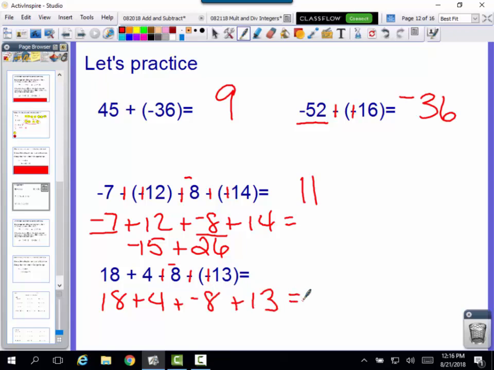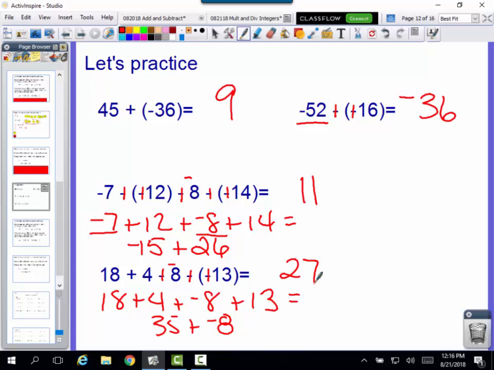So now what I'm going to do is I'm going to put all my positives together, and then all my negatives together, and then do one subtraction problem. So we end up with 18 plus 4, which gives us 22, plus the 13 that we have here, which is going to give me 35. And I have plus negative 8. So 35 plus negative 8, my signs are different, so I now subtract, and I end up with 27 as my answer.